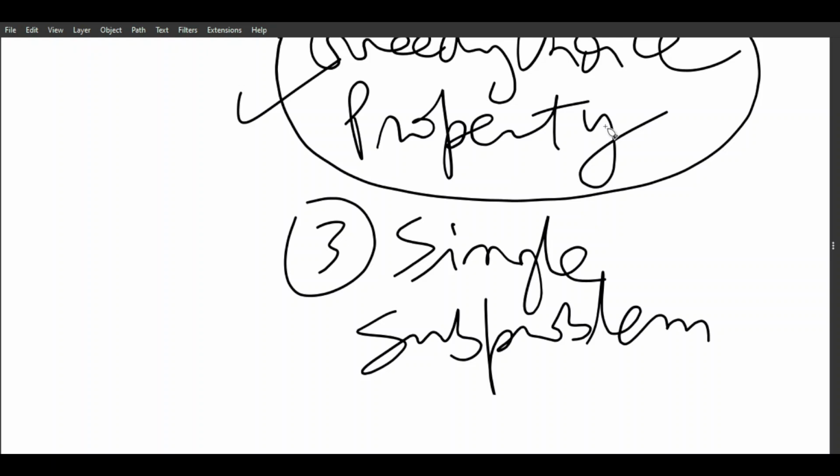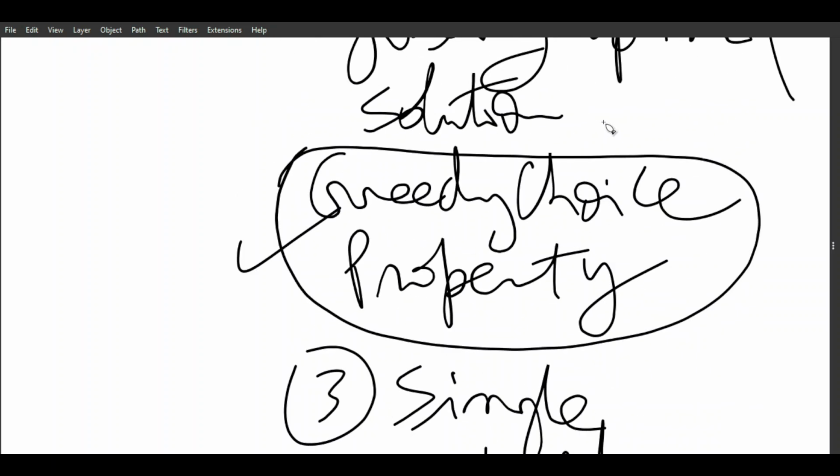Now we'll define the fractional knapsack problem, and then a very simple greedy algorithm, and then prove its optimality. We'll prove its greedy choice property. So the problem is called the fractional knapsack problem.